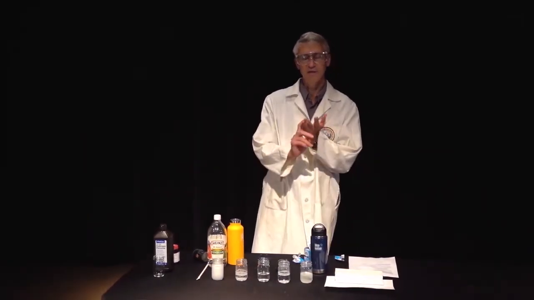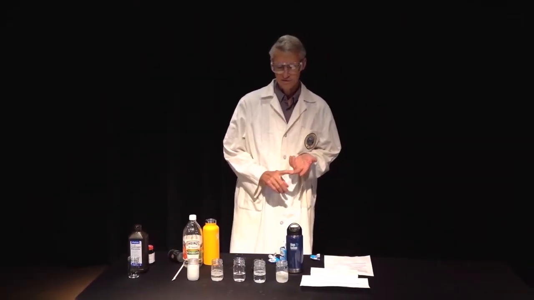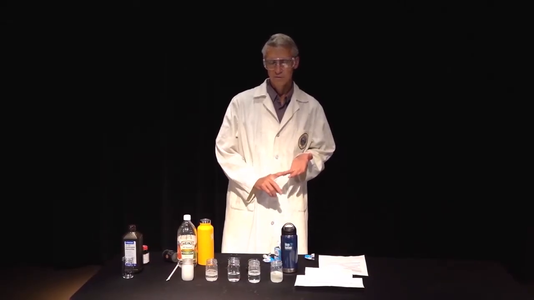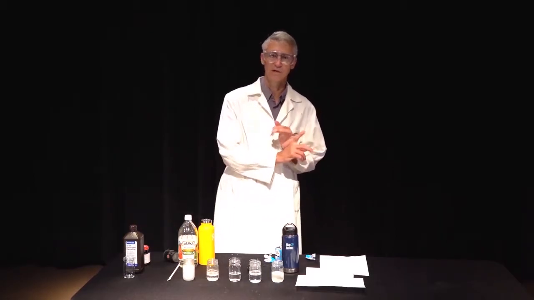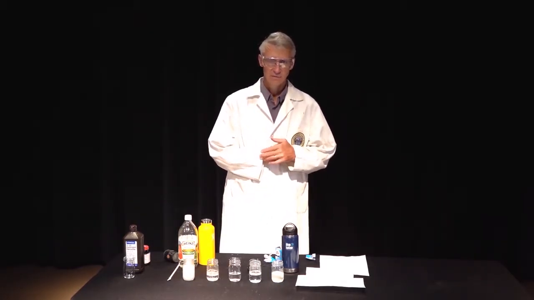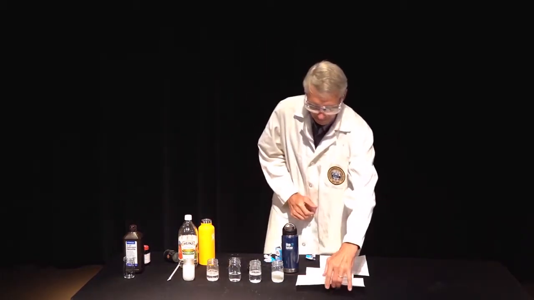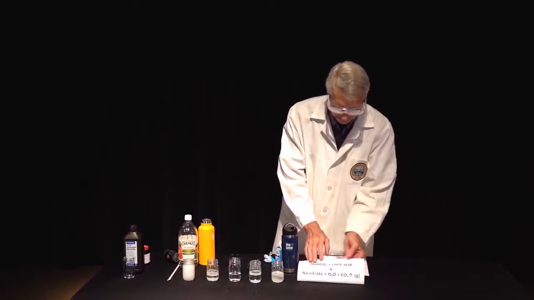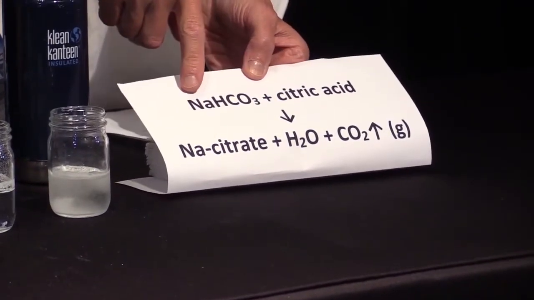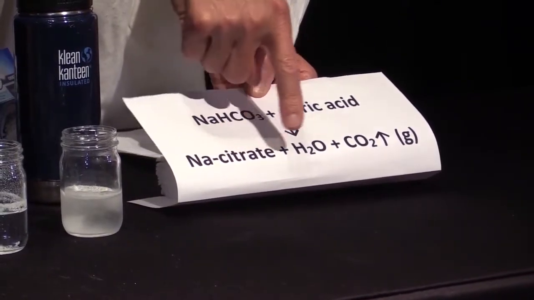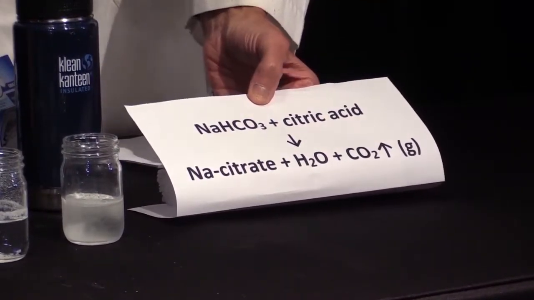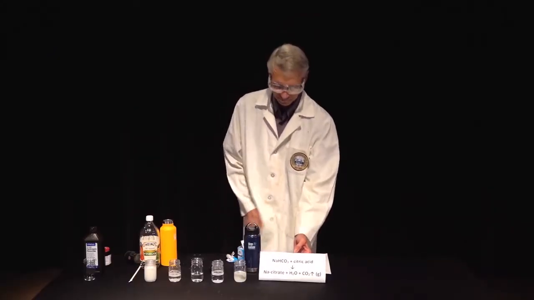So we can do 3 things to change the rates of reactions. We can change the temperature, we can increase the surface area or contact between the reagents, and we can increase the concentration of those reagents. Those are 3 important factors. This, by the way, is the reaction that we're working on. It's sodium bicarbonate with citric acid to make the salt, sodium citrate, water, and carbon dioxide, if you are interested in the chemistry.